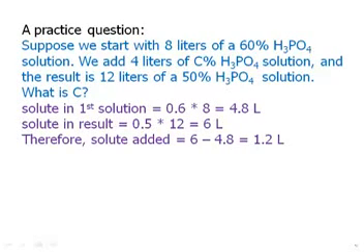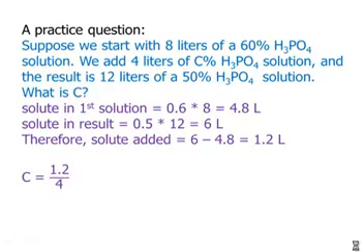So let's think about this. There's 1.2 liters of solute in that 4-liter solution. So we just have to figure out 1.2 is what percent of 4. So divide this out, and we get that this is 30%. And so C equals 30%.